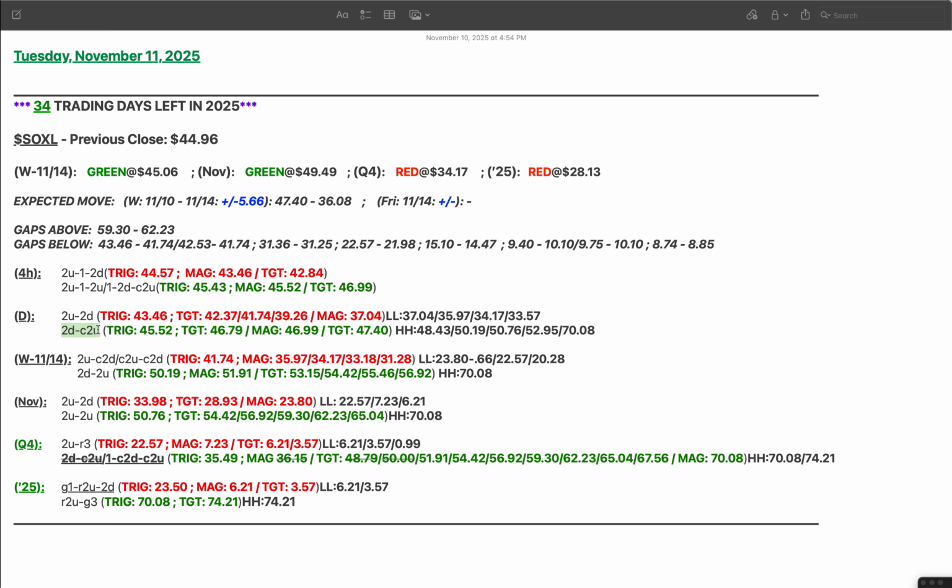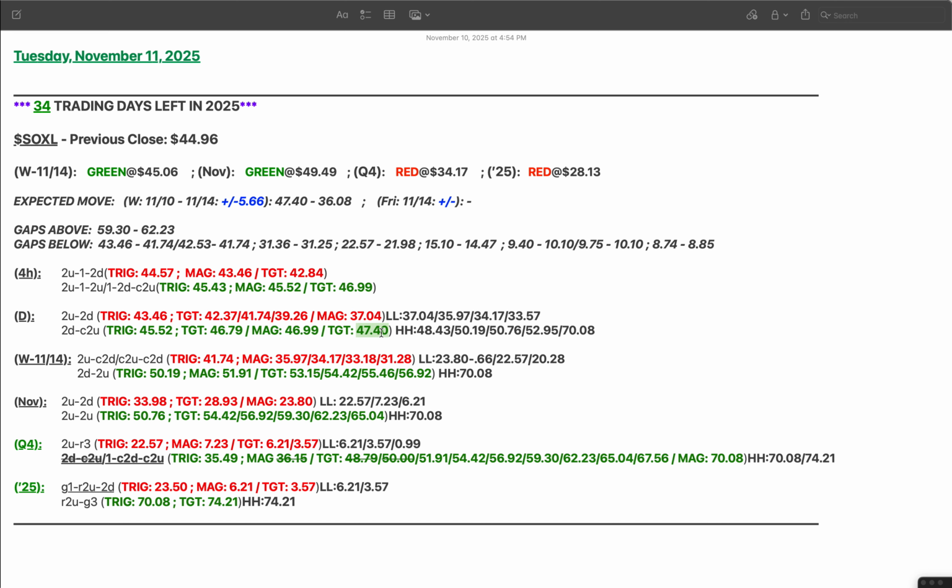Now to the upside, we would have a 2 down combo 2 up, triggering at 45.52. Oops, 45.52 is the trigger. The magnitude is somewhat large in the face of the downtrend that we're in, as well as the known levels of resistance above us. So the first target is going to be 46.79. That is last week's 50%. But then the magnitude of the move is at 46.99. So anywhere between 46.79 and 46.99, don't be surprised if there's sideways action or a rejection, right?